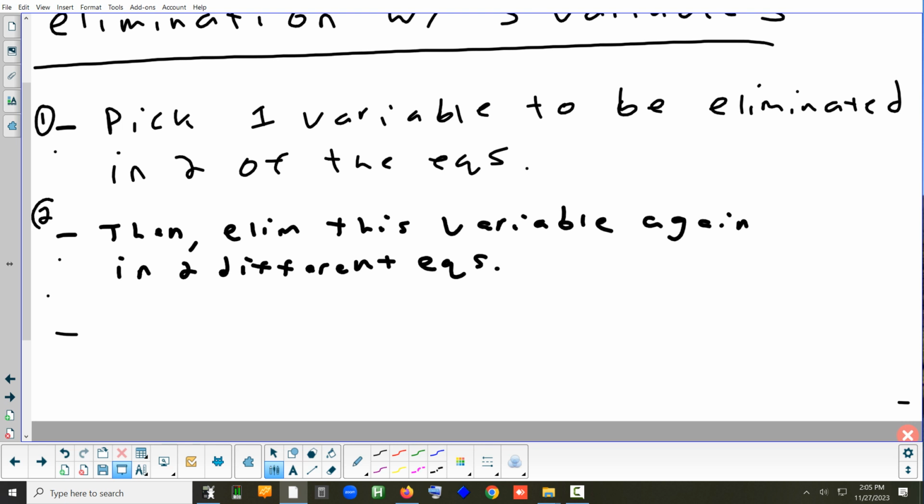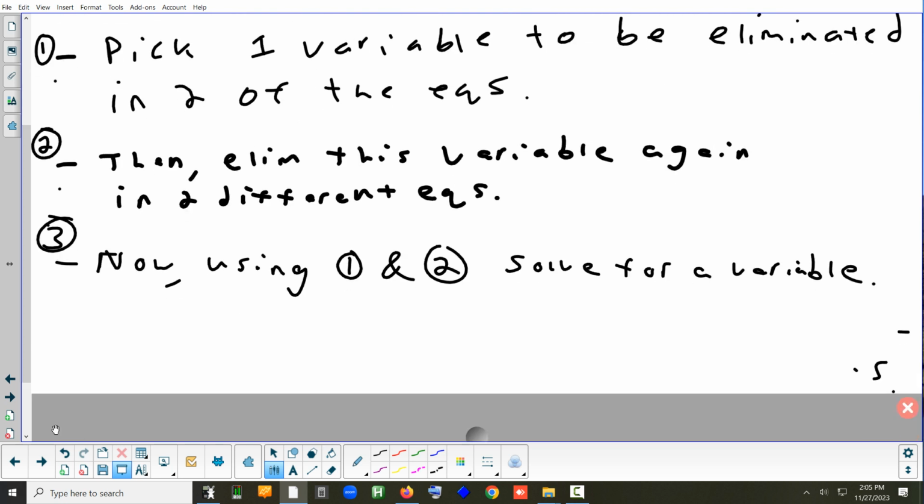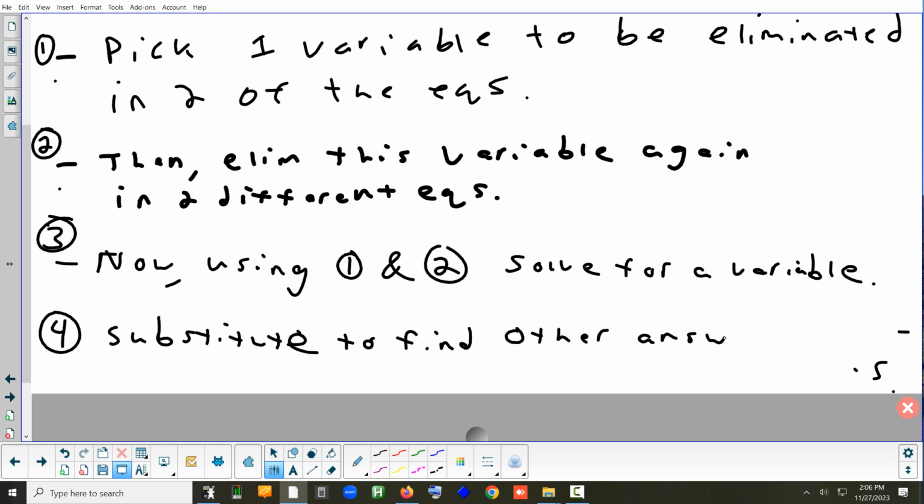So let's call this step 1, this step 2. Now, using the result from step 1 and step 2, solve for a variable. By the time you get to step 3, you will be able to find one of your variables. Then do the same thing that we did before. Substitute it back in, and you can start getting your other variables. So the last step is really substitution. That's generally the process.